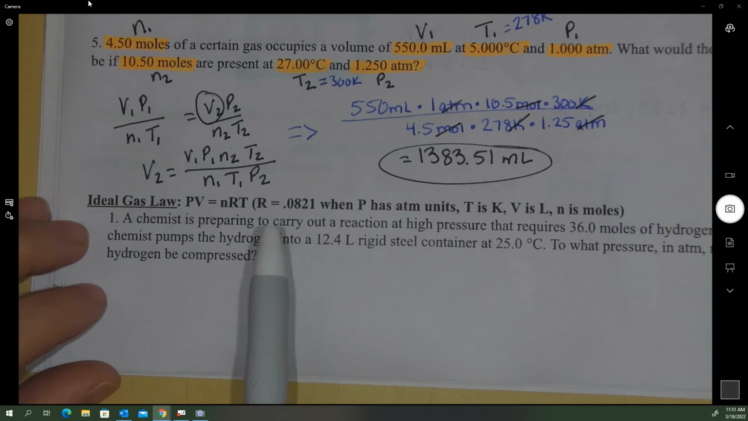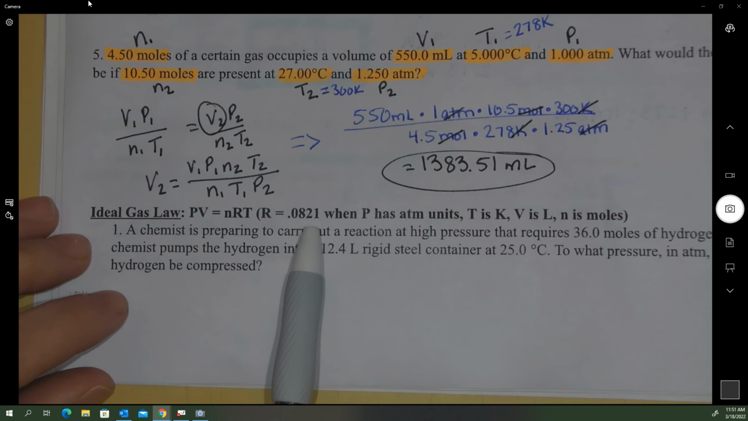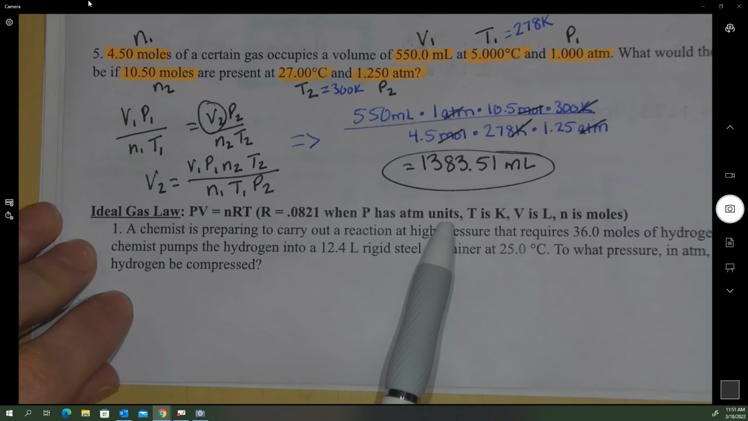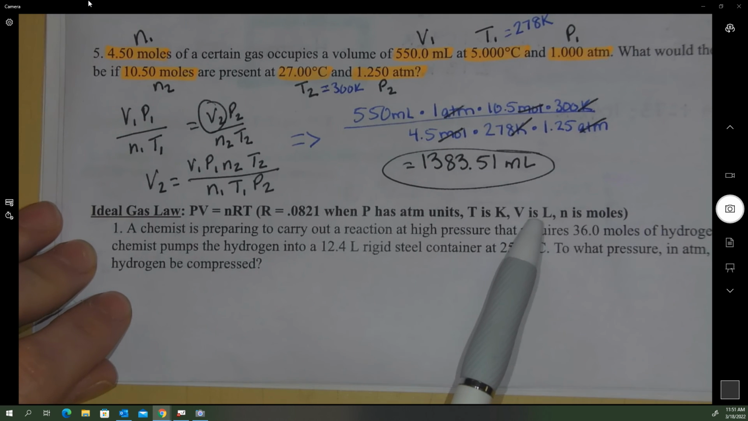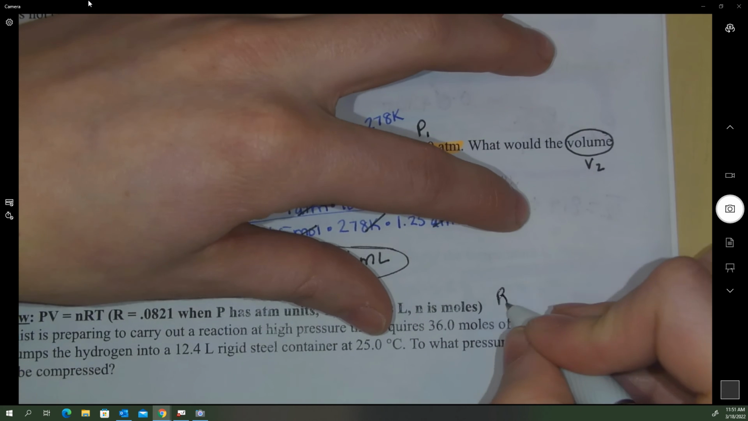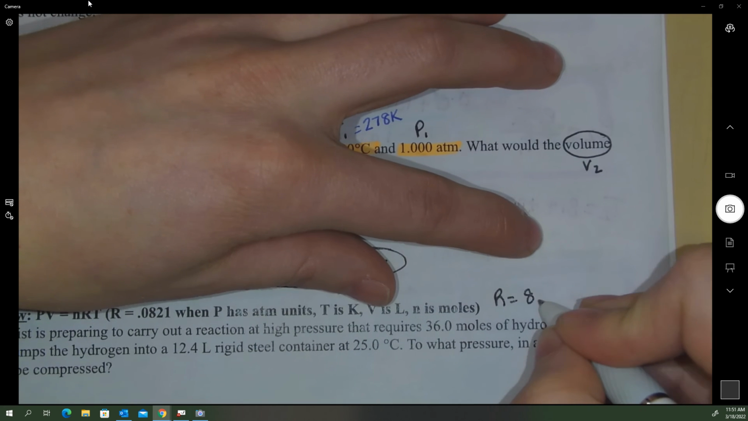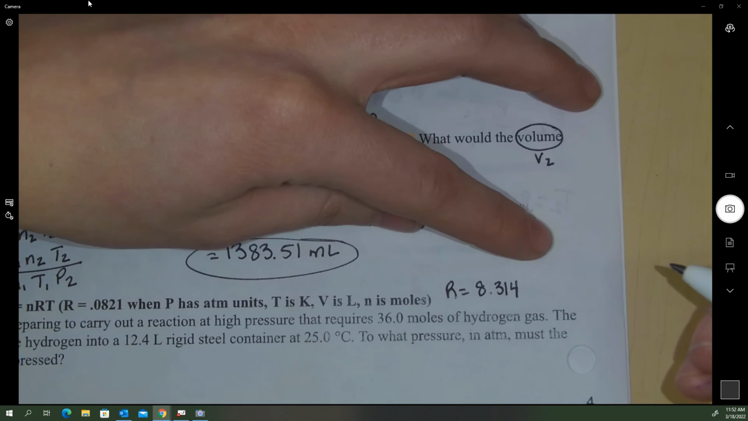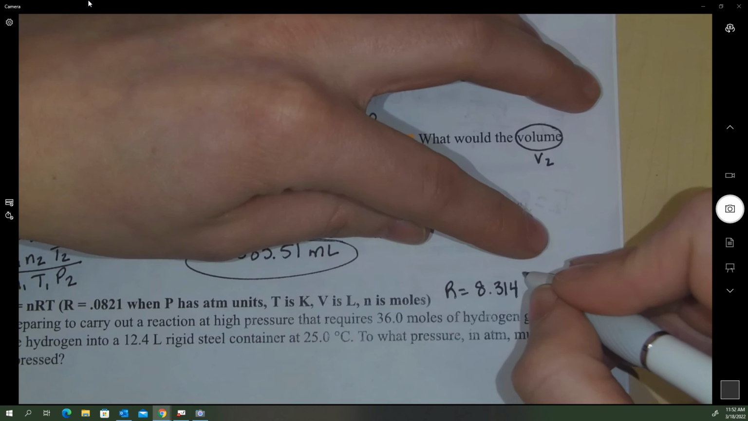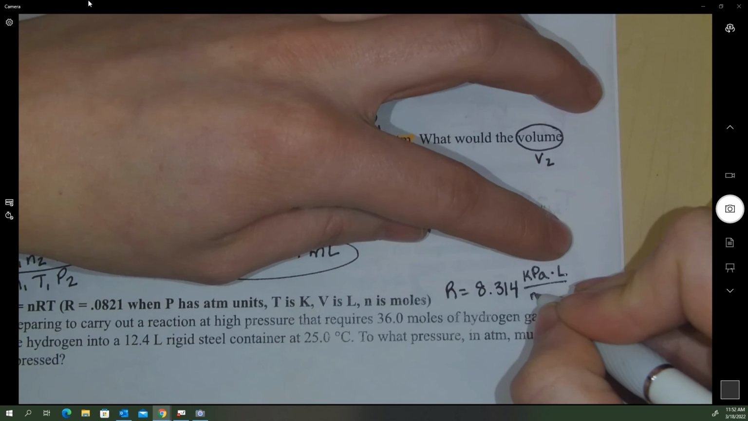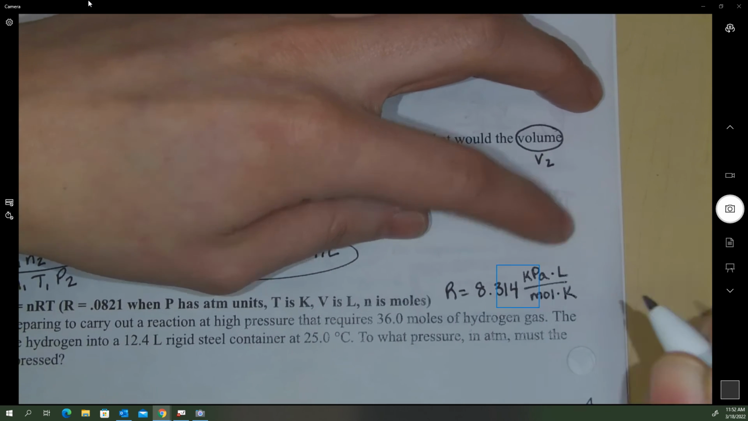For your ideal gas laws on this worksheet, it tells you that your R is going to be 0.821, and it wants your pressure in ATM, temperature in Kelvin, volume in liters, and N in moles. In the event that you need the other R value, the other R is going to be 8.314. And remember, that's when we work with kPa, so that's going to be kPa times liters over moles times Kelvin. So if you need that one, that's on there too.